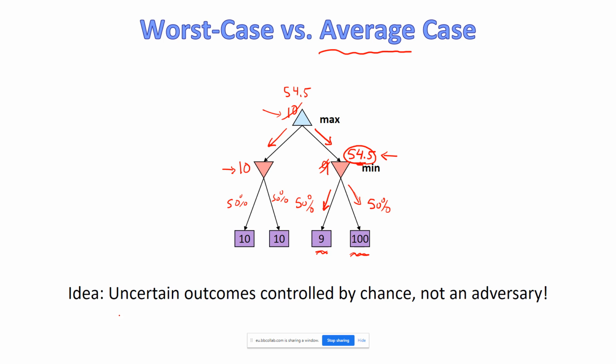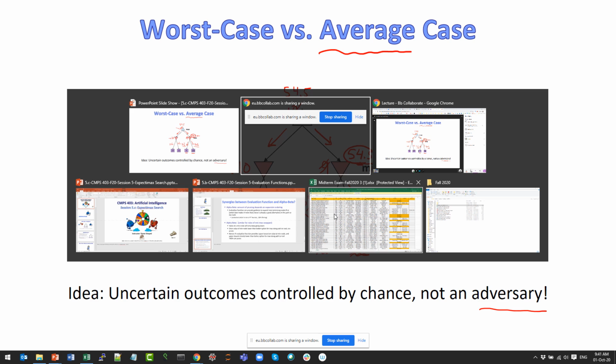So the idea here is uncertain outcomes controlled by chance. We have probabilities here, right? We can model that with probabilities. So it's not always adversarial. We are not always playing against optimal enemies who are always planning against us. Sometimes they might not be. And that's how we should model this case. Any question about this, about the concept here?